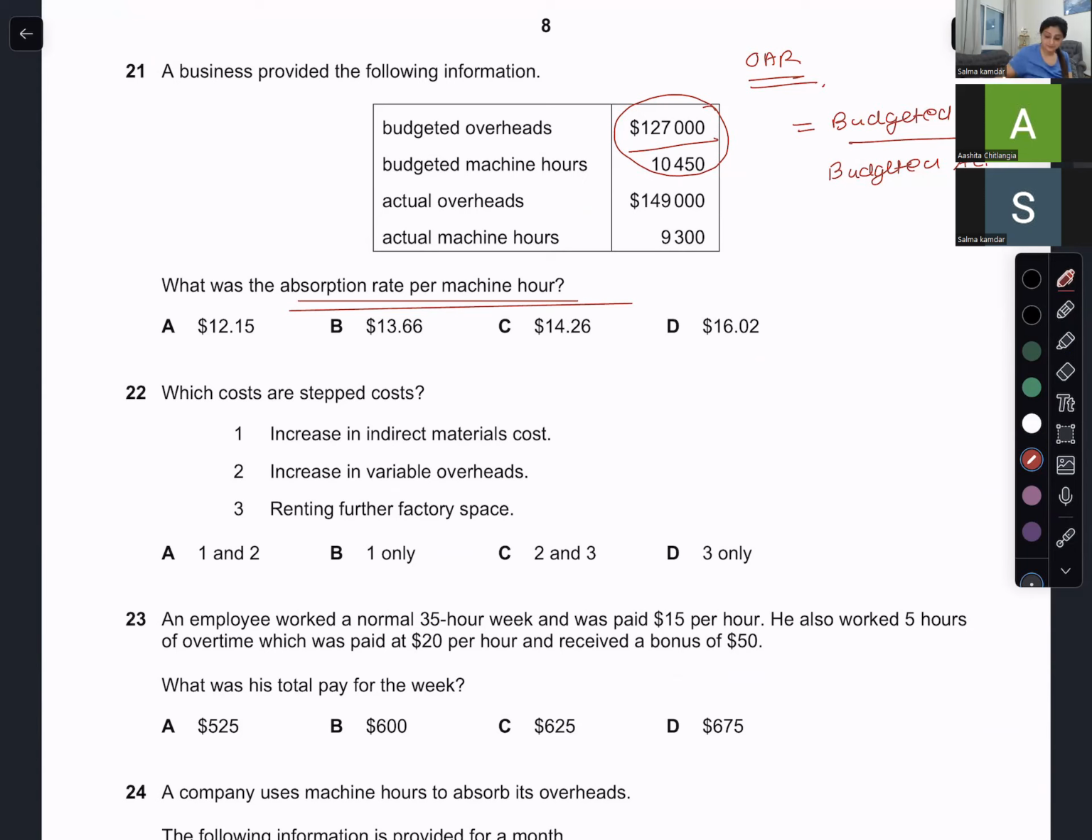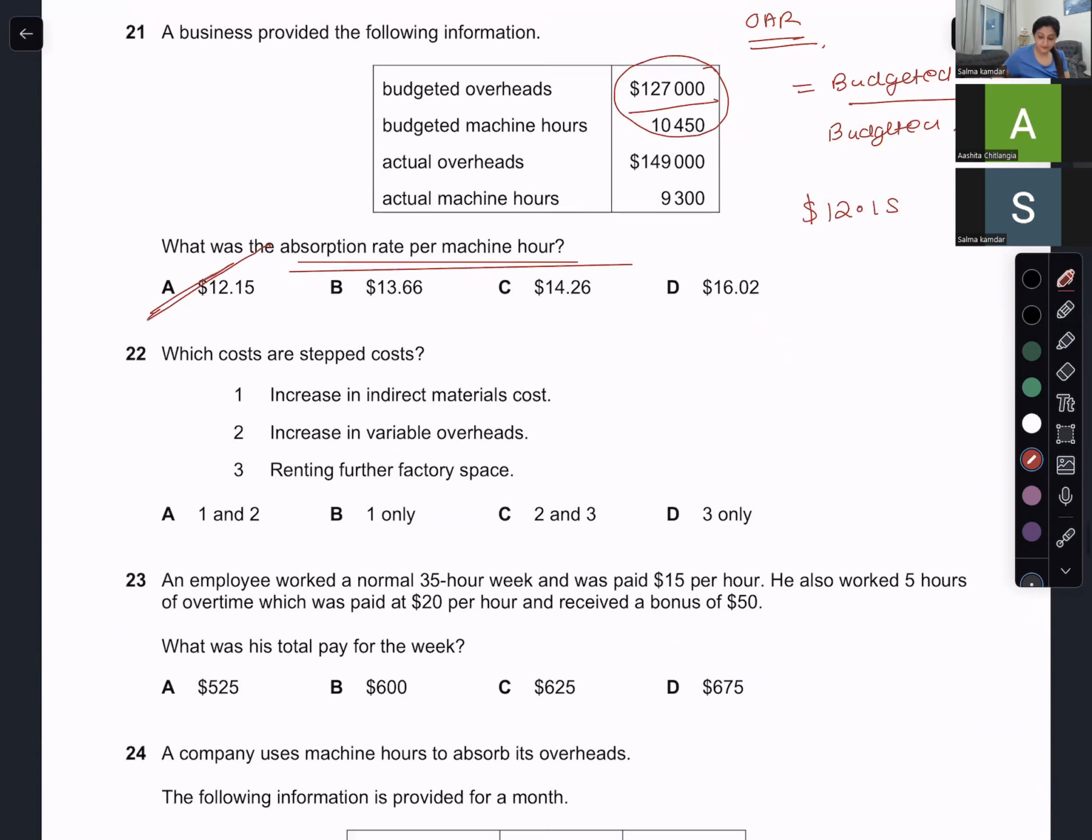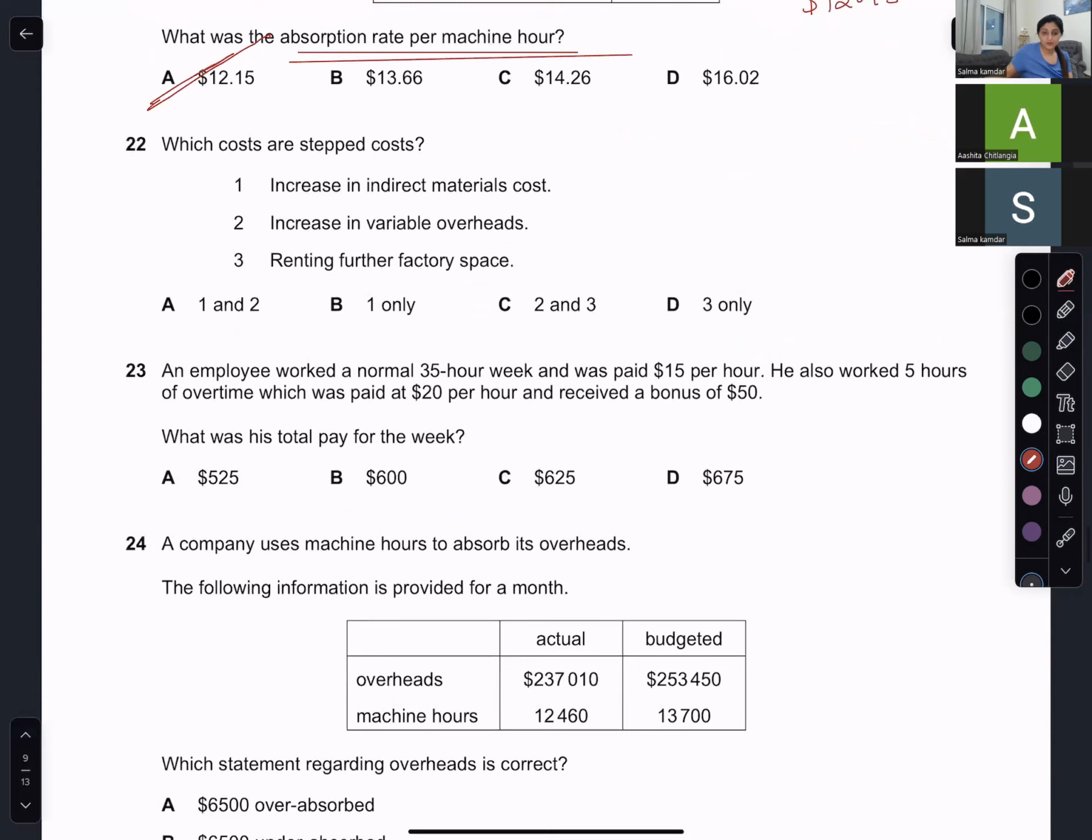12.15. This is the OAR. Which cost is a step cost? Renting factory space.